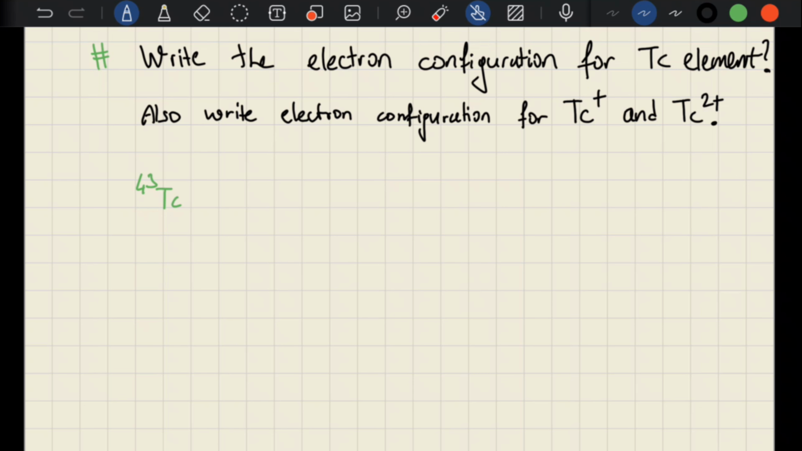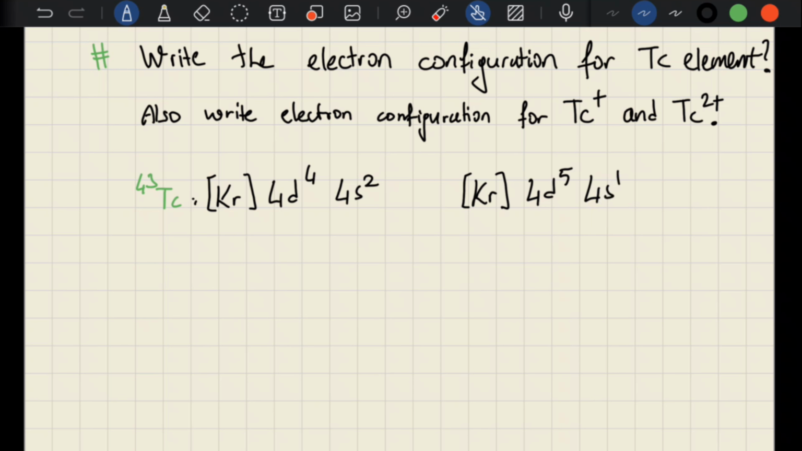And Tc has 43 electrons, which means that we can have two different electron configurations in our case. So firstly, I will write the electron configurations. The first possible electron configuration is 4d4 and 4s2. The other electron configuration is 4d5 and 4s1. So which electron configuration is correct?